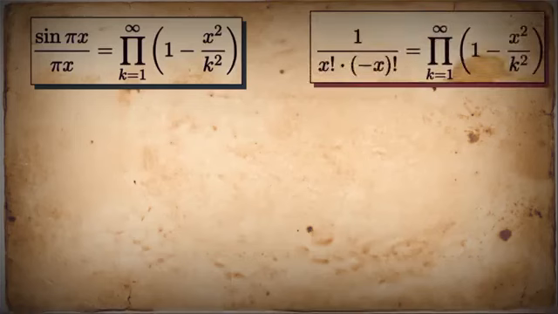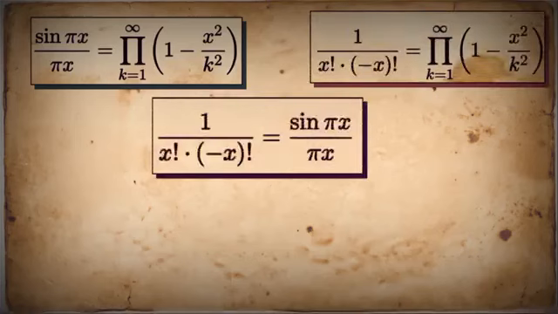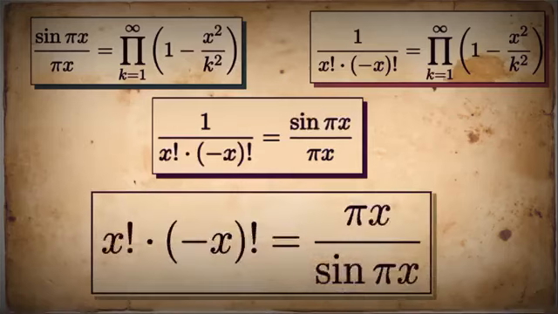Since the two expressions are equal, we can write 1 divided by x factorial times the factorial of negative x equals the sine of pi x divided by pi x. Taking the reciprocal of both sides gives us the reflection formula. X factorial times the factorial of negative x equals pi x divided by the sine of pi x. This is one of the most beautiful identities in all of mathematics. It connects the extended factorial function, an object built from products of integers, to the sine function, an object built from geometry and circles. Yet here they are, linked by this single elegant equation.